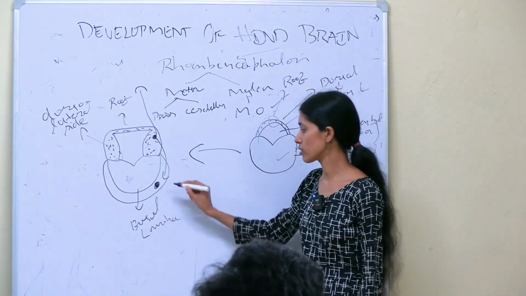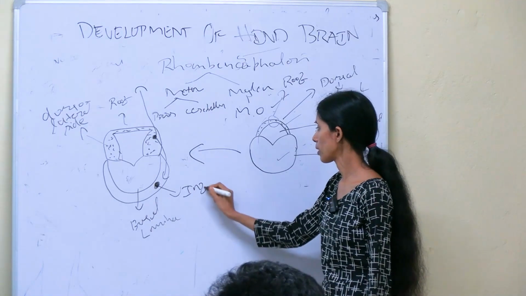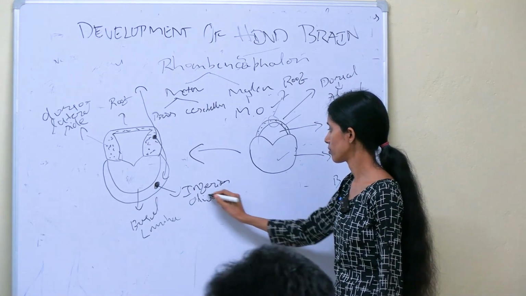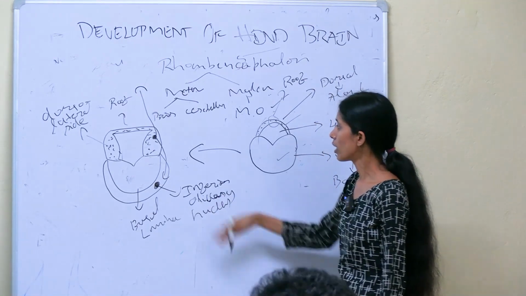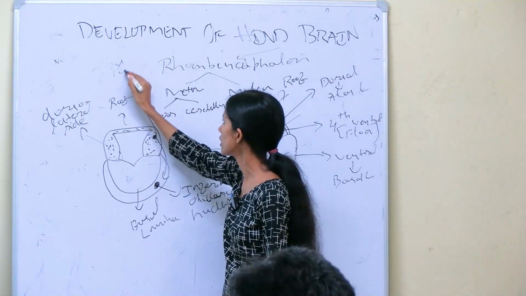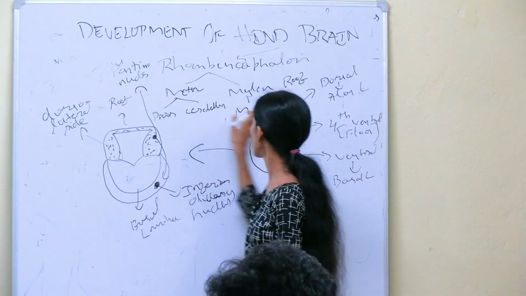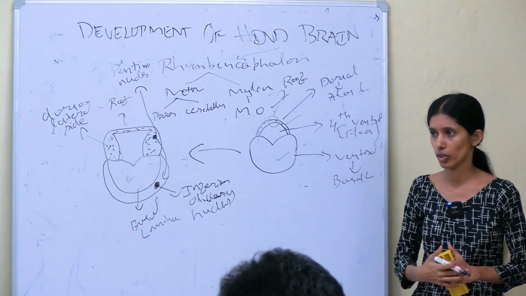Whatever cells from your alar lamina will now occupy the marginal cell layer like this. So this structure is called the inferior olivary nucleus. And the cells that move in the upward direction are called the pontine nucleus, since they are moving towards your pons region.